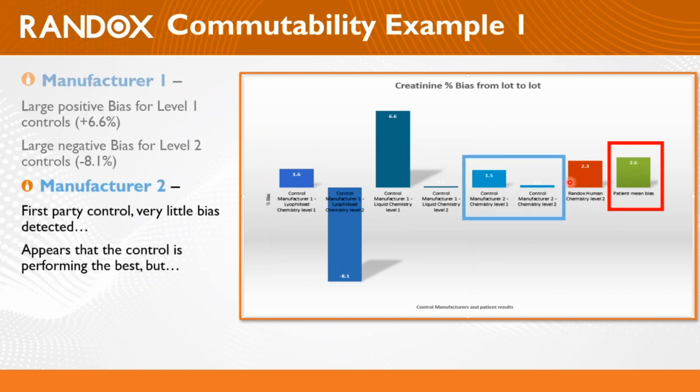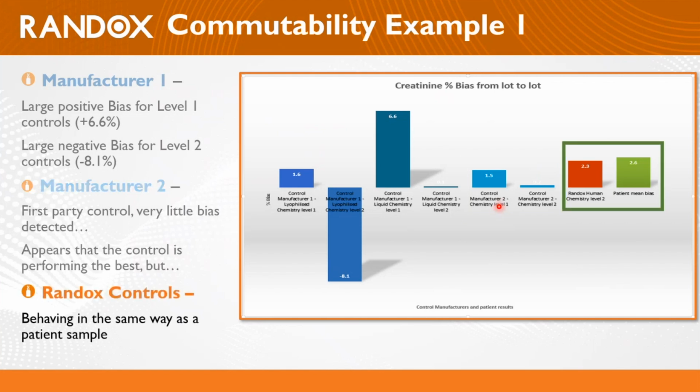If we look at manufacturer 2, now this is a first-party control. It's not detecting any bias at all. It's saying reagent lot 1 and reagent lot 2 for creatinine from the same manufacturer are the same. They have no variation in them. But we know that lot-to-lot variation will always exist between reagents. So of course, this first-party control is not giving us the perfect picture. Now, if we look at the Randox control, you can see it's behaving in a very similar way as a patient sample behaves to the testing system.